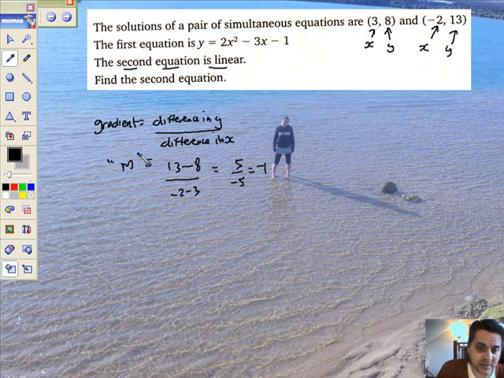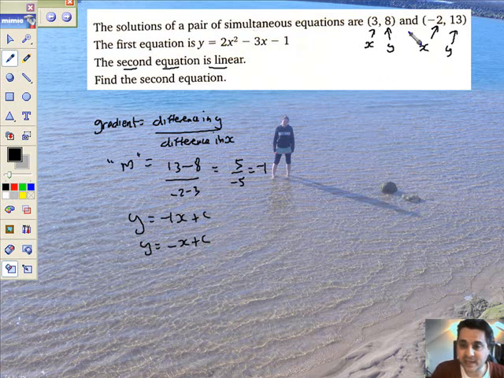So the m part is the gradient, isn't it? So far I've got y equals minus 1 x plus c. In other words, if it's minus 1, it's just minus x plus c. Now to find the intercept, I merely take any of these coordinates and substitute in the equation, and the easiest one to use, of course, is that one, because they're all positive values.